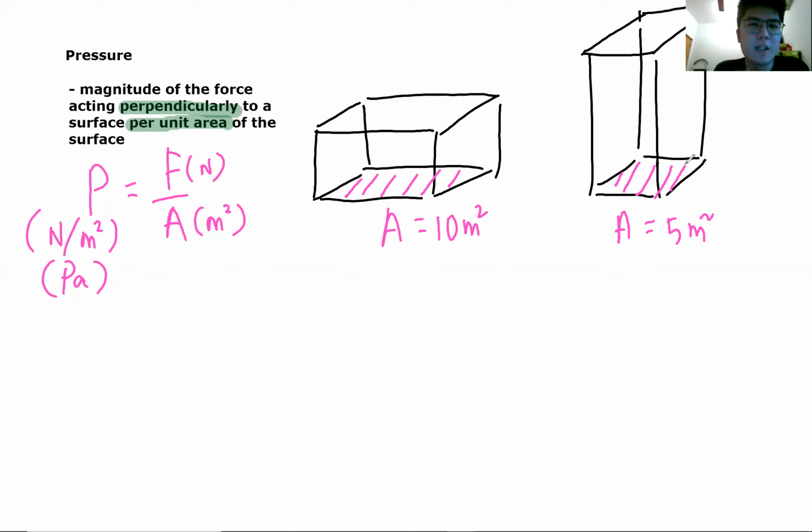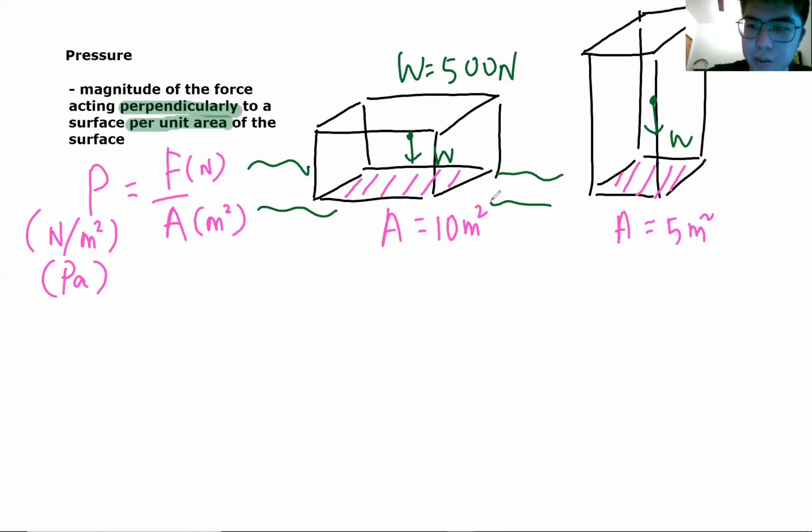Now, if I say the two boxes have the same weight, I label this one W, weight, and this also W pointing down. The weight is 500 Newton. Both solids have the same weight but different areas of contact with the surface. If you place these two solids on muddy ground, which one will sink deeper? You will see that the second box will sink deeper into the ground. Why? Simply because it is exerting a higher pressure compared to the first box, even though they have the same mass. It is because of the area of contact.